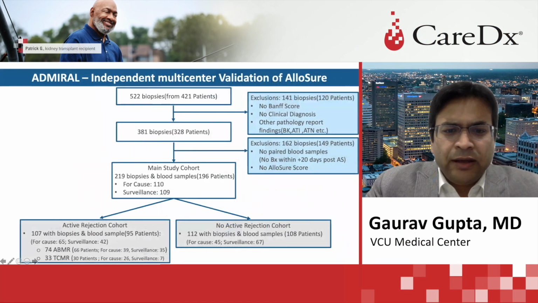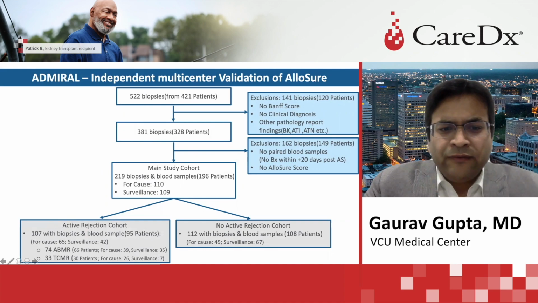With regards to the biopsies included in the study, after careful data curation, 219 biopsies were included in the final data set, of which 107 had rejection. Of these with rejection, 2/3 had antibody-mediated rejection, and nearly 1/3 had T-cell-mediated rejection, while the remainder had no rejection.